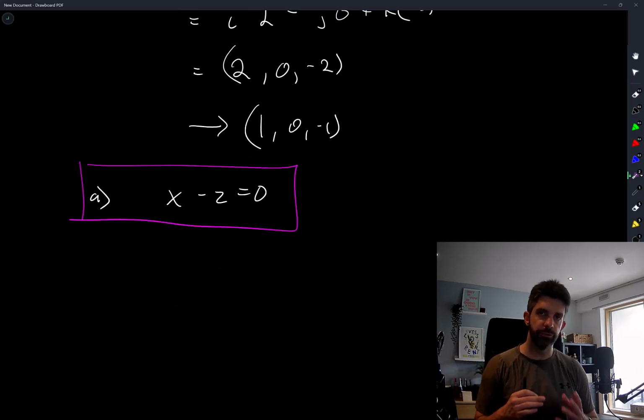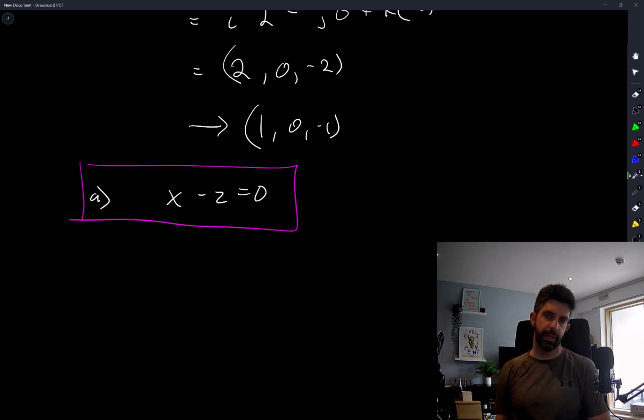So just understanding the geometry of the problem and the relationship between normal vectors and equations of planes was pretty much all that was needed to do this one.